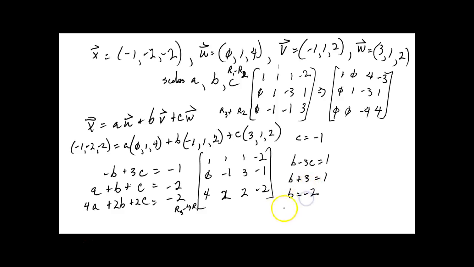Negative 2. And then the top row says A plus 4 times C, but C is a negative 1, so it would be minus 4 is equal to negative 3. So what would A be? 1. All right, there we have them. A is equal to 1, B is equal to negative 2, C is equal to negative 1.